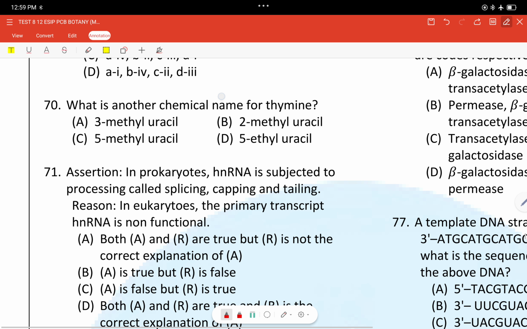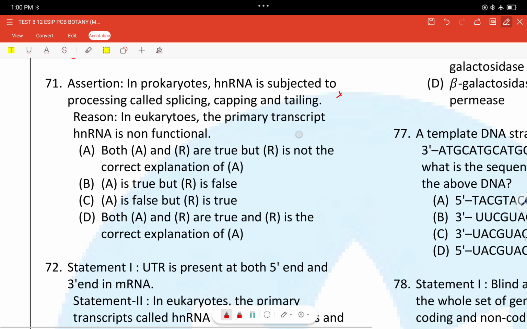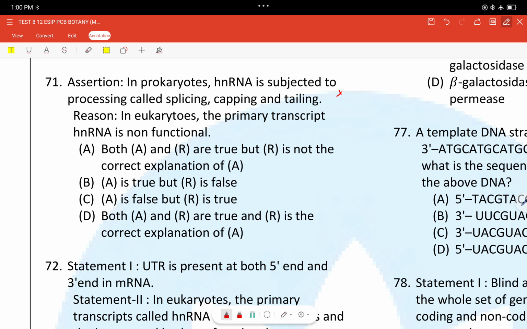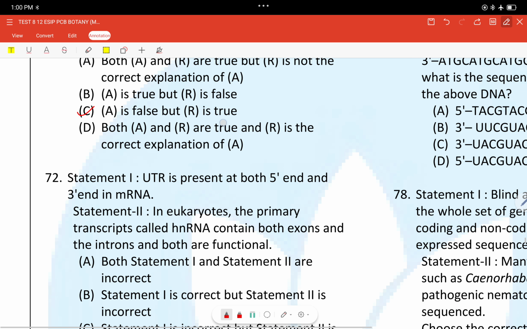2413. What is another chemical name of thymine? Thymine is 5-methyl-uracil. In prokaryotes, hnRNA is subjected to a process called splicing, capping and tailing. In prokaryotes, processing of hnRNA is not done. This is incorrect. Reason is, in eukaryote, the primary transcript hnRNA is non-functional. This statement is actually correct. So assertion is actually false, but reason is true.